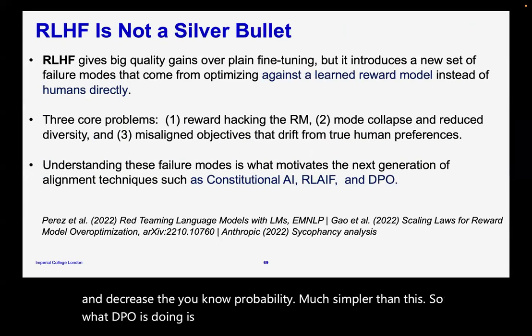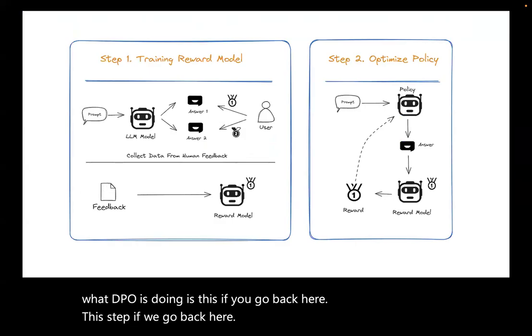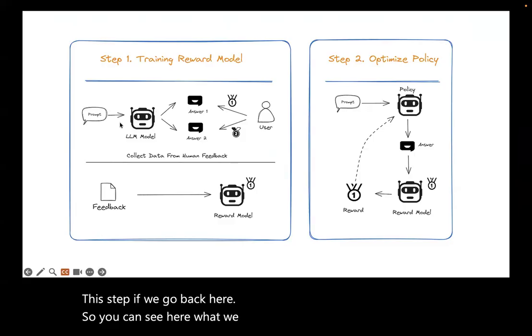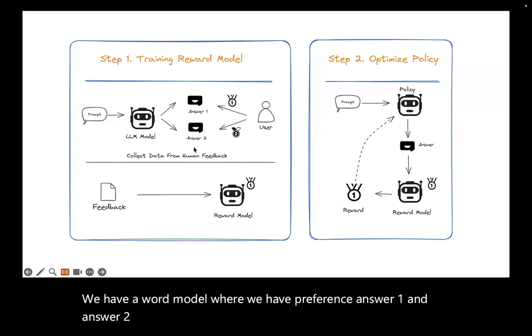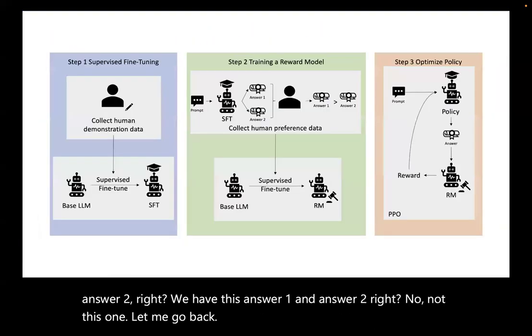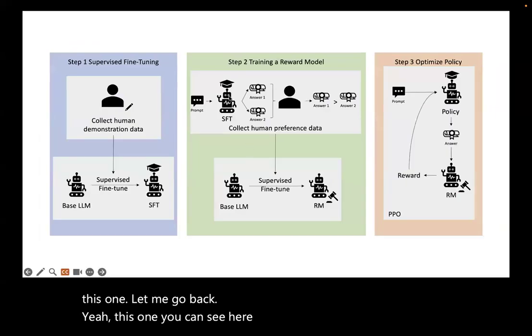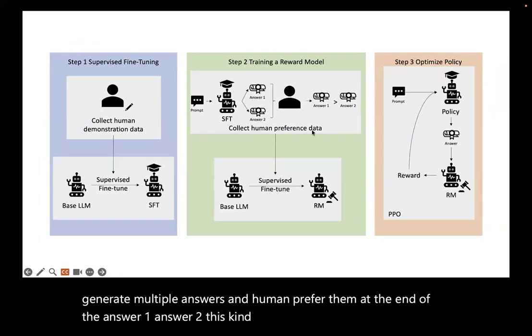If you go back here, to this step. So you can see here what we do is we have a reward model where we have preference answer one and answer two, right? Yes, this one. You can see here we use SFT data to generate multiple answers, and a human prefers one of them. At the end of the day, answer one, answer two. This kind of data is called human preference data.